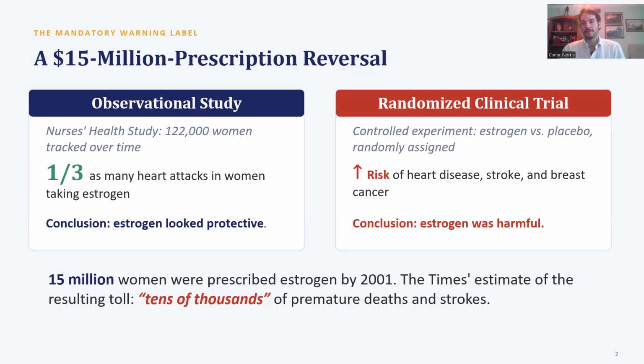Then came the gold standard test, a randomized clinical trial where researchers actually assigned some women to estrogen and others to a placebo. When they did this, the results reversed completely. They found that estrogen actually increased the risk of heart disease, stroke, and breast cancer, all these bad things that it was trying to prevent. The New York Times estimated the death toll from this reversal was in the tens of thousands.